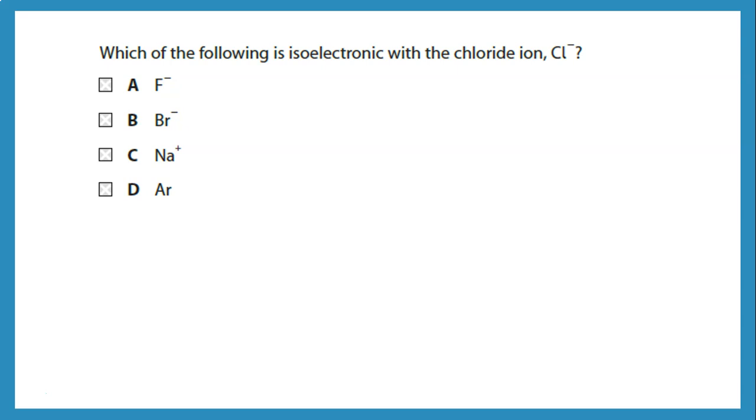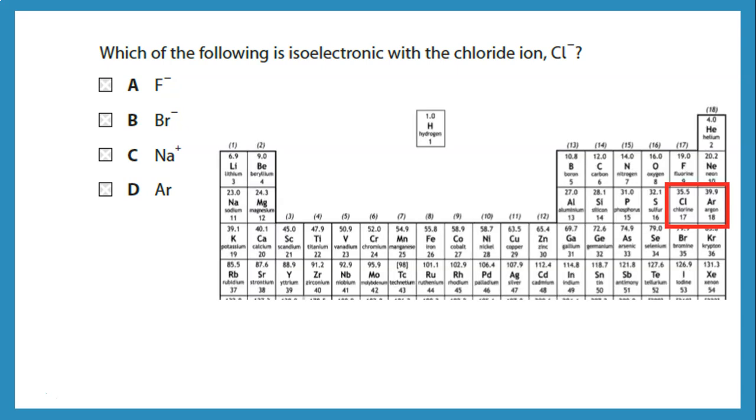Which of the following is isoelectronic with the chloride ion? Remember, the word isoelectronic means it has the same number of electrons. So if I look at chlorine, chlorine has 17 electrons. Now, if it is a chloride ion, it now has 18. So 18 is the same as which of these? You'll find that 18 is the same as argon. All the others do not have 18 electrons.